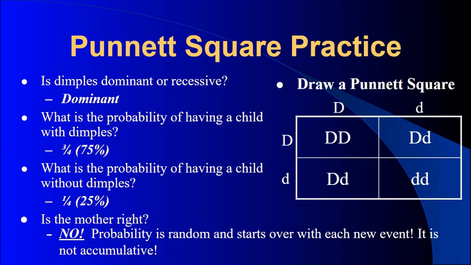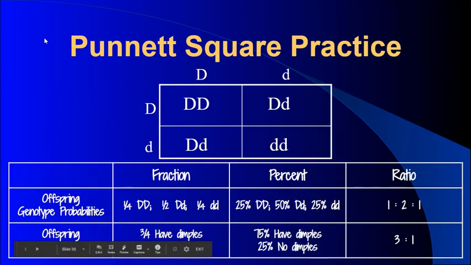You can't say, well, I've got three dominant, so cross off those boxes, so my next kid has to be recessive. There's actually a larger chance that this kid she's having is going to have dimples because each child has their own probability. So there's a 75% chance that this fourth kid will have dimples and a 1/4 probability, 25% chance that he won't. And then for this problem, here are the three different ways of expressing the probabilities: fraction, percent, and ratio.